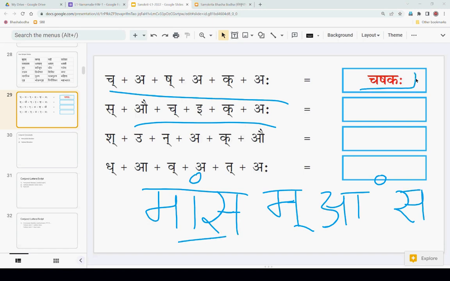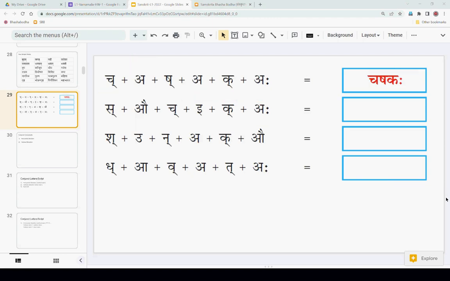Mouse. So similarly, this is trying to break this chashaka into individual component letters: cha plus a plus sha plus a plus ka plus aha. Note that whether you write it like this, this aha is again actually a plus visarga, that ah sound, which again cannot be pronounced independently. It needs a swara before it. Whether you write it like this or like this, the pronunciation is the same. This is just for our understanding.